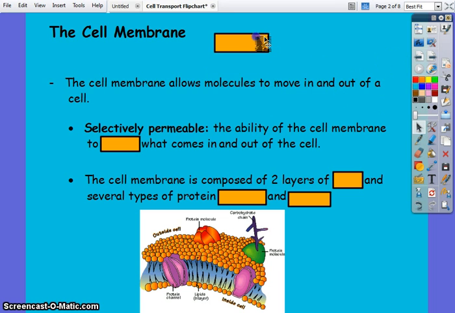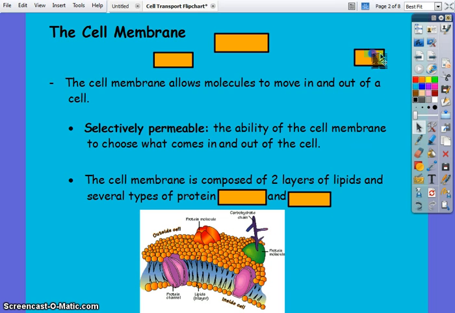So we know the cell membrane allows molecules to move in and out of a cell. That's one of the main things we've talked about. You may have seen the term selectively permeable. That's just the ability of the cell membrane to kind of pick and choose what comes in and out of the cell. So not everything can pass through the cell membrane. There's certain reasons why. Most of it's because of what the cell membrane is composed of and how it's structured.